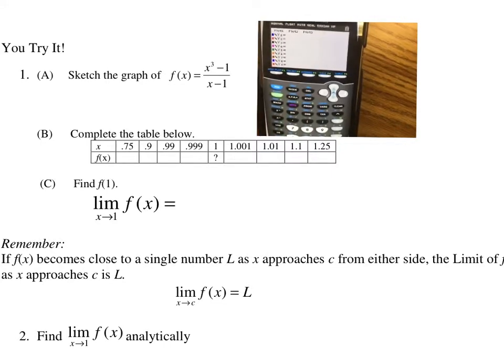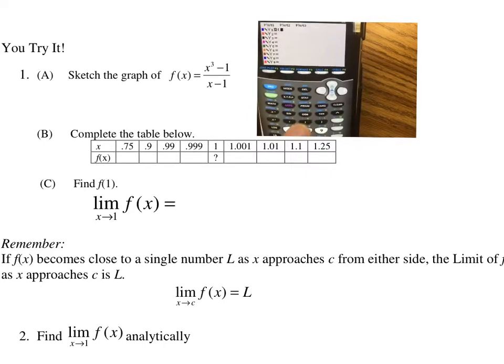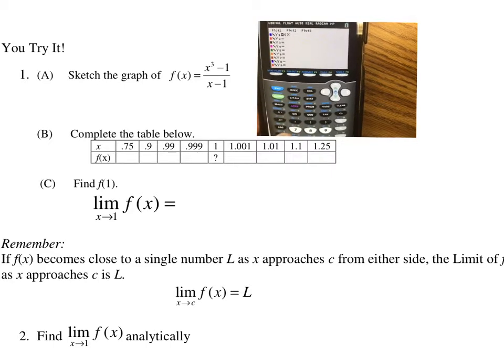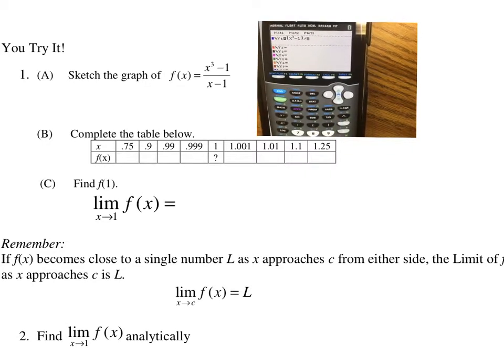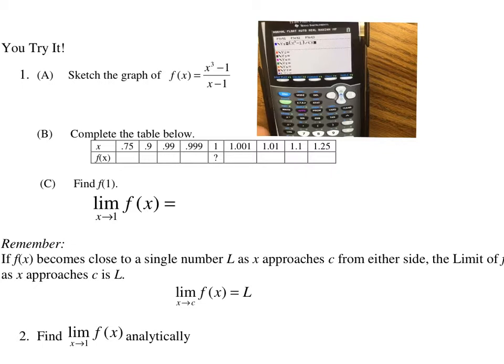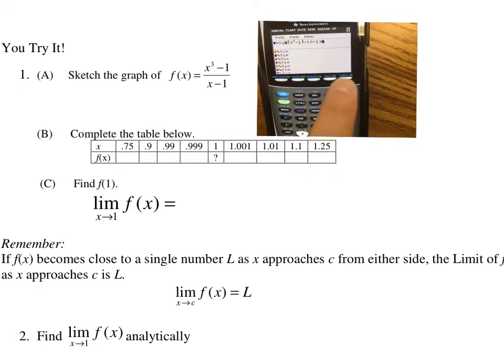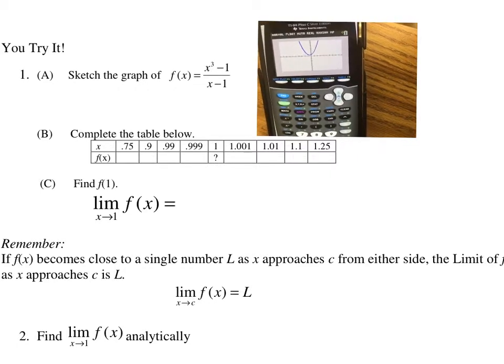All right, so if we want to graph x cubed minus 1 over x minus 1, what do we have to remember if we're punching it into the calculator? Use the parentheses. So parenthesis, x to the third minus 1, close your parentheses, divided by parenthesis, x minus 1. And you graph this, and it actually looks like a parabola.